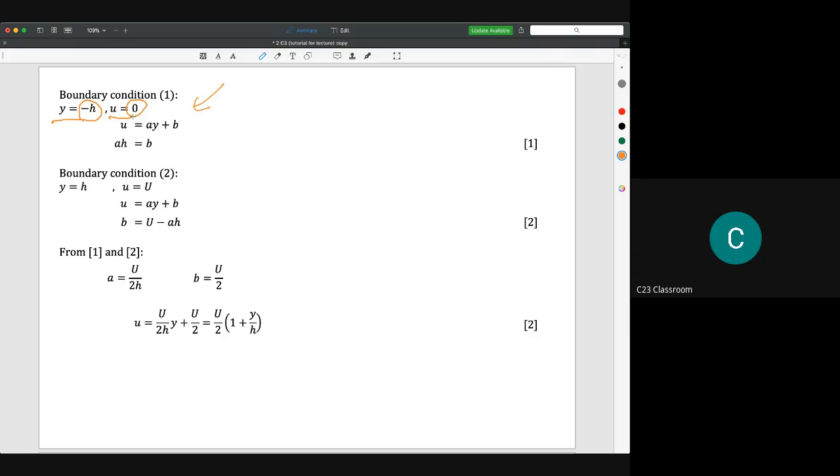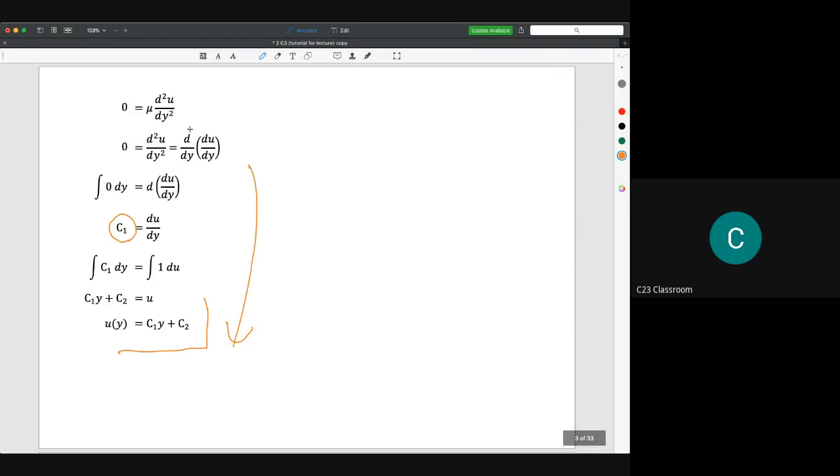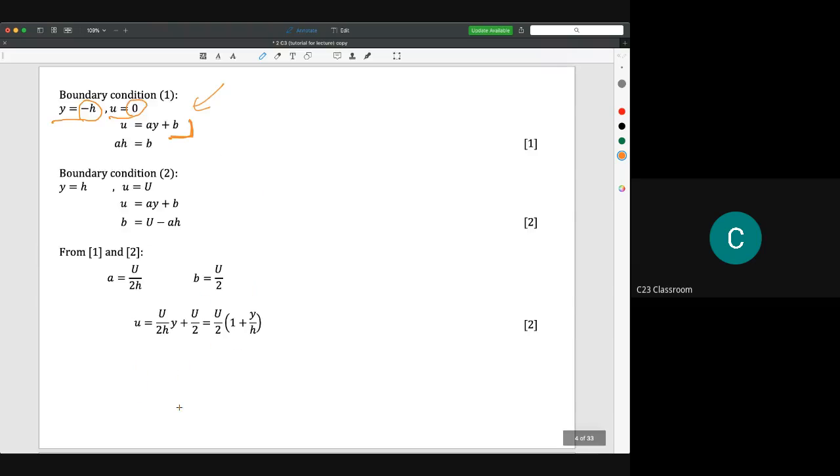Okay, so this is the equation that we have, u equal ay plus b. This comes from here. I just replace C1 with A and C2 with B. That's easier for me compared to having C1 and C2, so I just use that one. So we have u equal ay plus b.